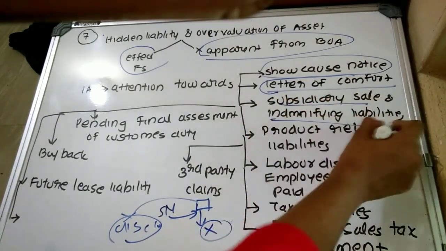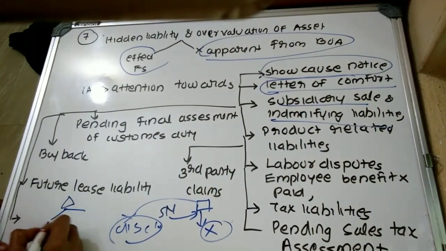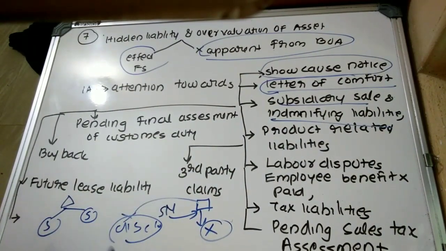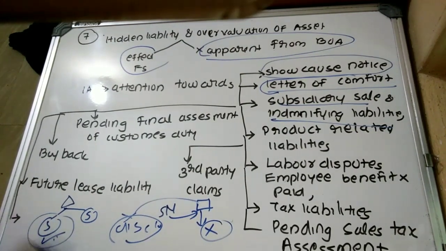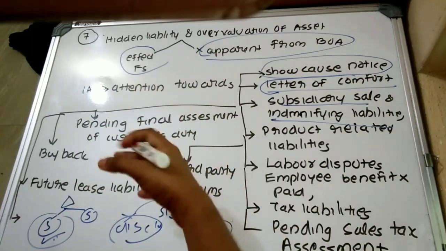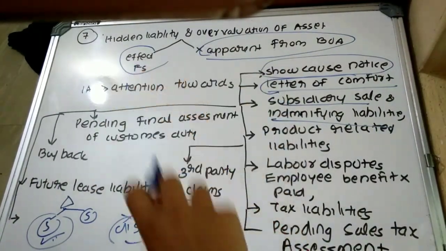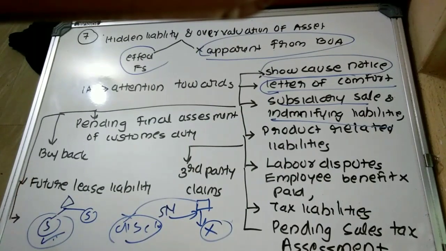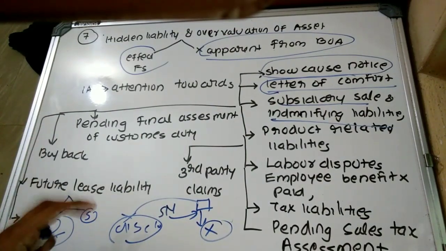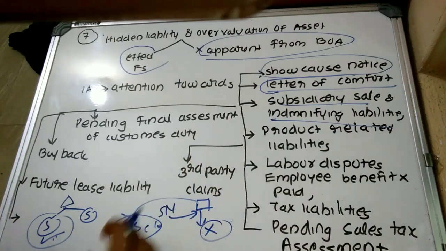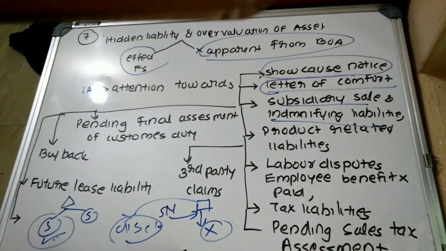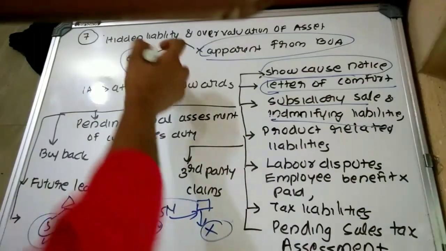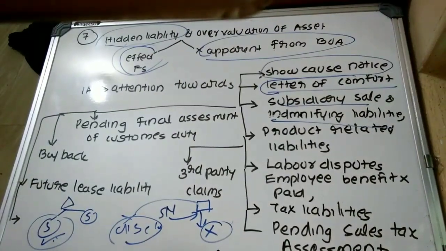Then subsidiary sale indemnifying. Suppose this is the company having subsidiary 1, subsidiary 2. The company is making the sale of subsidiary 1, and they also agree to indemnify all the liabilities of subsidiary 1. So it is creating a liability on the company. That is, after making the sale of the subsidiary, they have also agreed to indemnify all the liability of the subsidiary which occurred before the sale or before making such a transfer. It will also form a liability to the company. This may not be disclosed in the books of accounts or financial statement. This also gives rise to hidden liability.